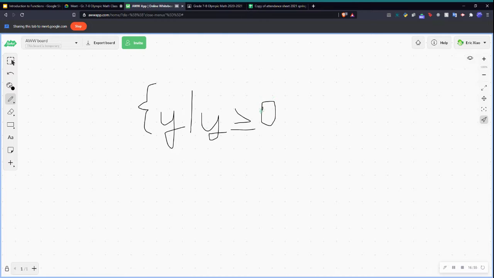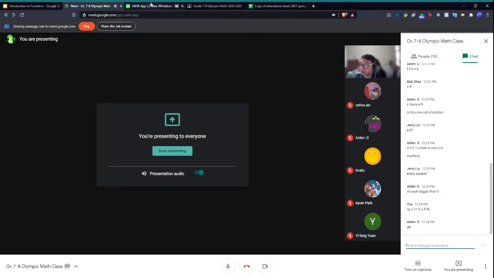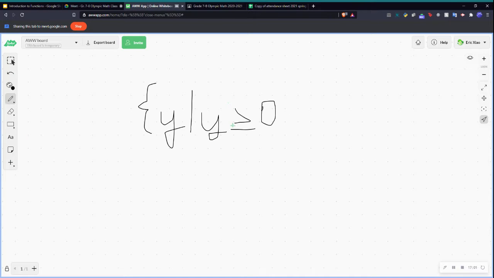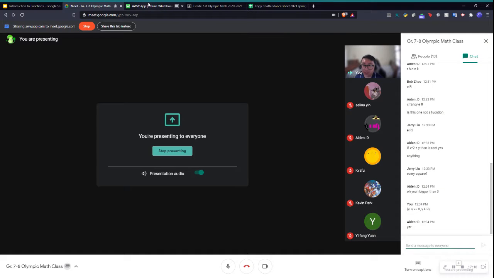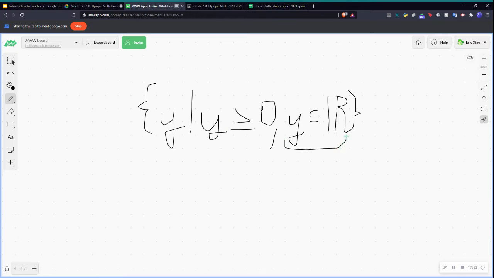And next what you do is put your restriction. Not the real number one, but is it bigger than or less than some number? You put that down. So y is bigger than or equal to zero. You put that down, and then you put a comma. And then after that, you put y belongs to the set of real numbers. Although y is bigger than zero, the y's that are bigger than zero are all real numbers, right? So we still have to write this part down.